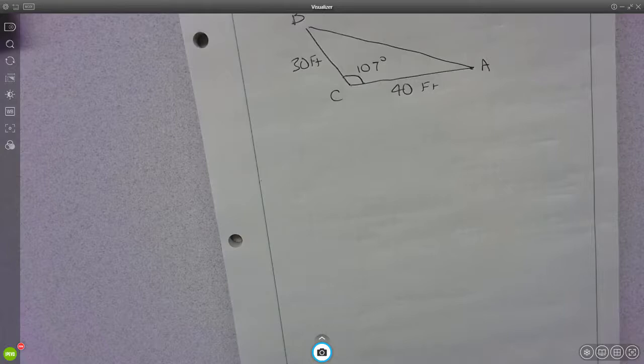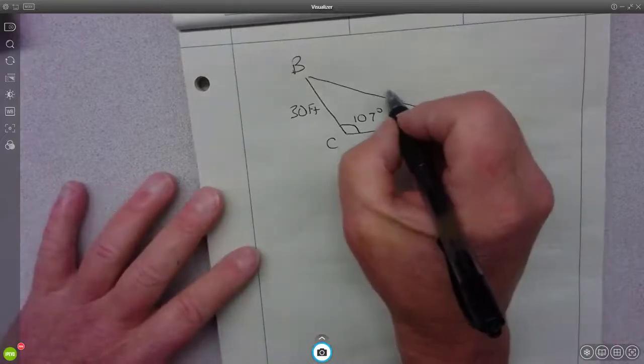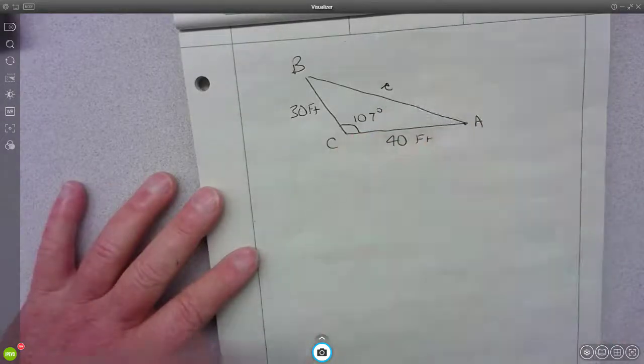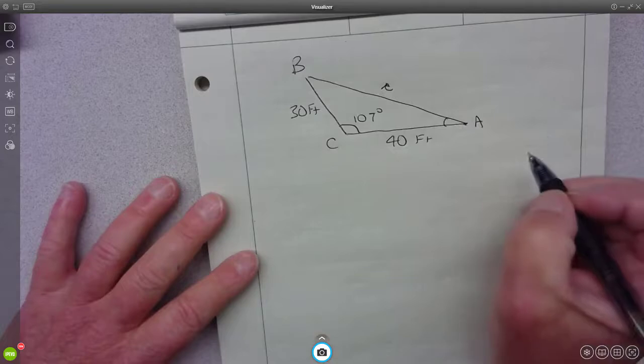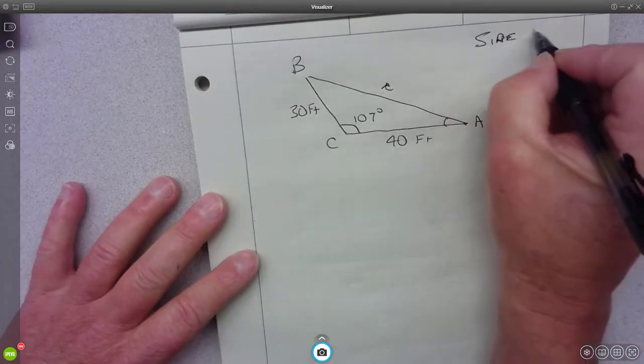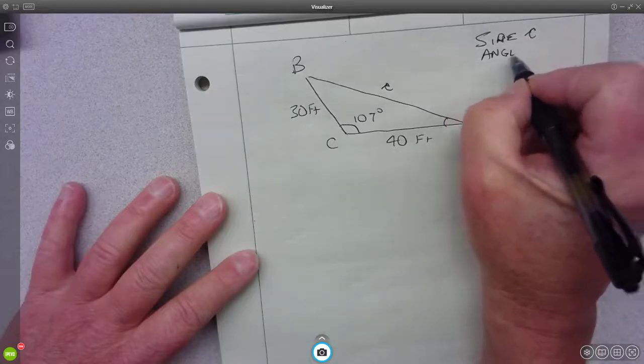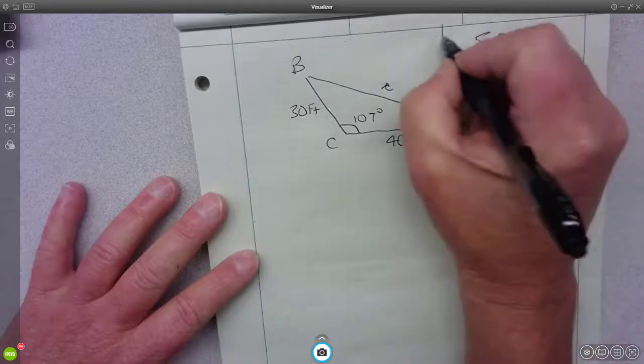So non-right, you need three pieces of information. Remember, it's a four-variable equation, whether it's sine law or cosine law. And I want to know c. Side c, and I'd like to also know angle A. So find side c and angle A.